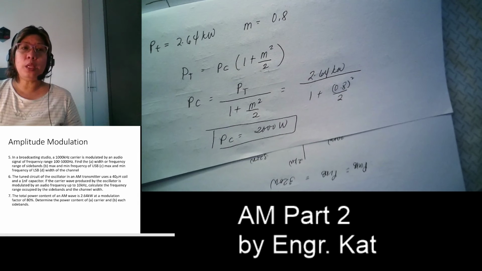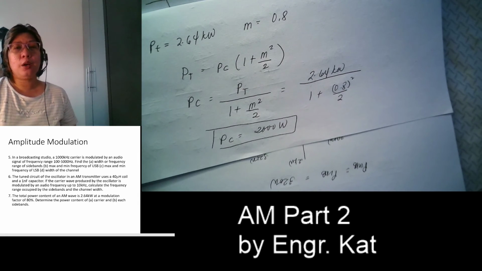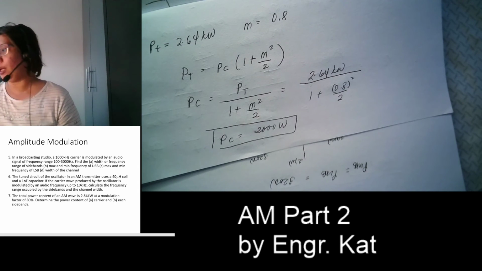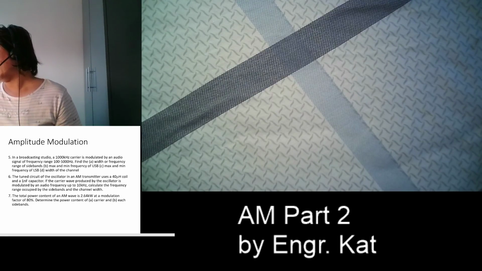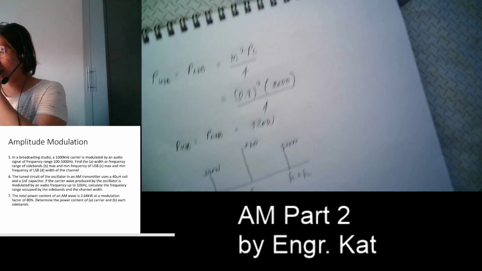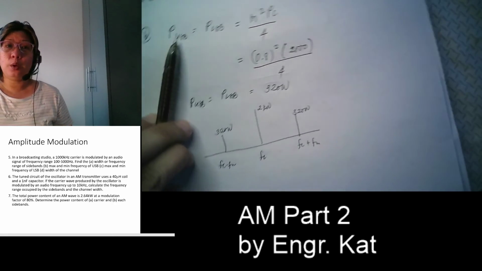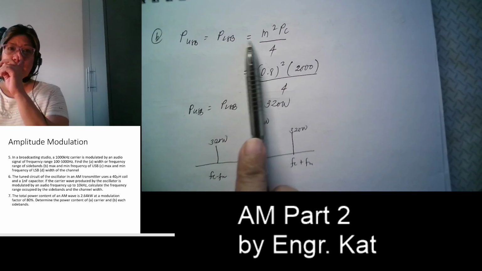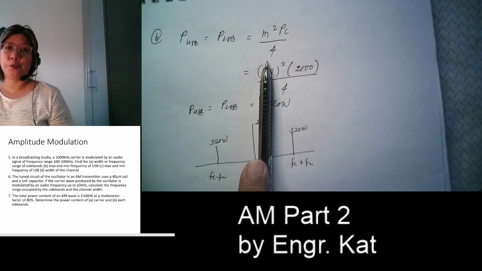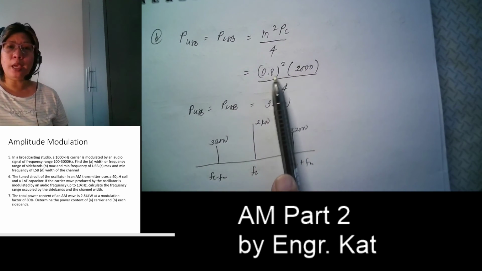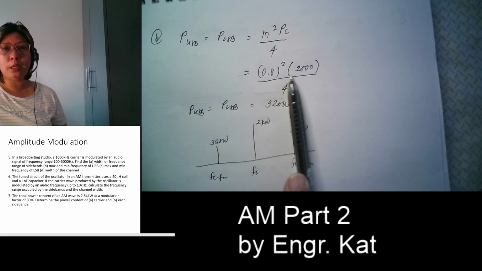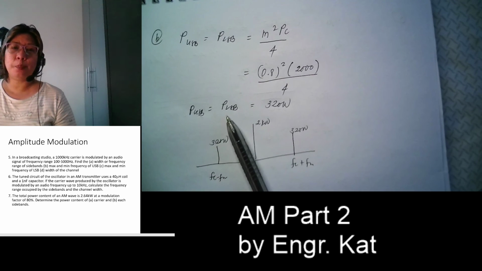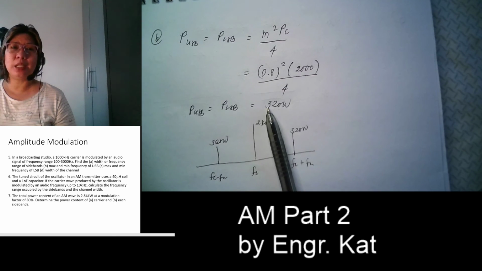Okay, so how do we determine the power dissipated by the sidebands? The power at the upper sideband is just equal to the power at the lower sideband, and that is equivalent to m squared PC all over 4. We're done solving for PC, okay? 0.8 is given, so 0.8 squared times 2000 divided by 4. So the power of the upper sideband, which is equal to the power of the lower sideband, is equal to 320 watts.